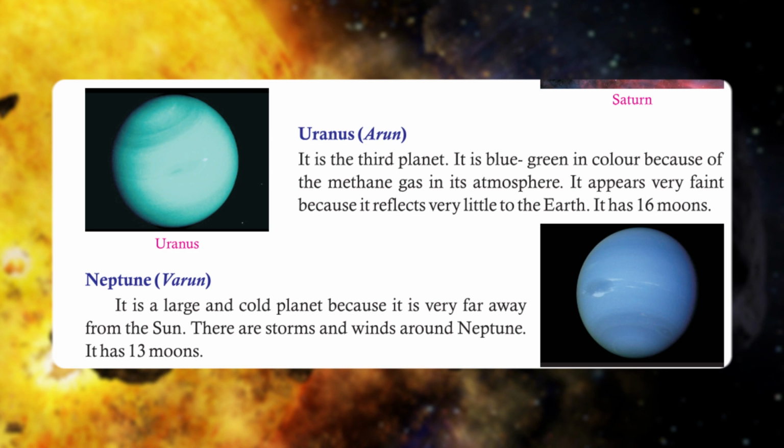Neptune, Varun. It is a large and cold planet because it is very far away from the Sun. There are storms and winds around Neptune. It has 13 moons.